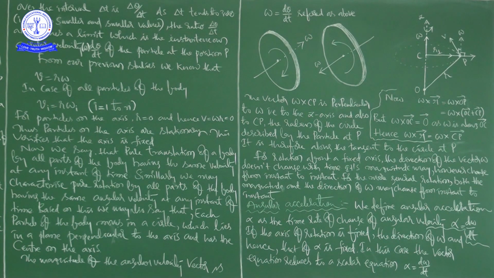In a similar manner, you can define this in rotational motion. It is the concept of angular acceleration, similar to linear acceleration, which is the time rate of change of velocity. So in rotational motion, the time rate of change of angular velocity is simply called angular acceleration. If the axis of rotation is fixed, the direction of omega and hence that of alpha is fixed, and in this case the vector equation reduces to a scalar equation: alpha is equal to d omega by dt.